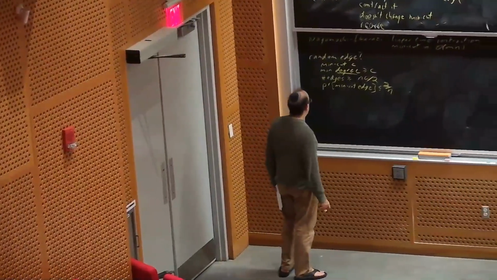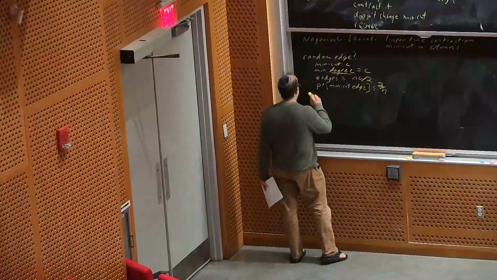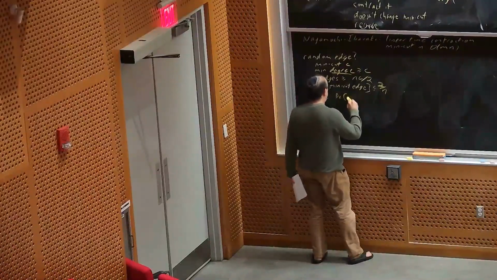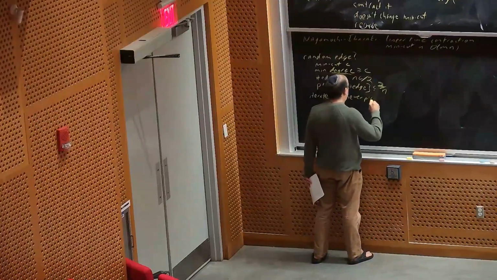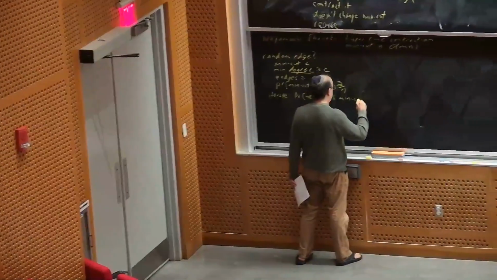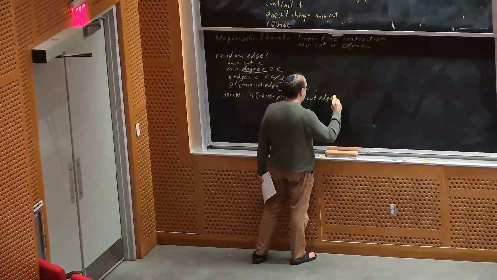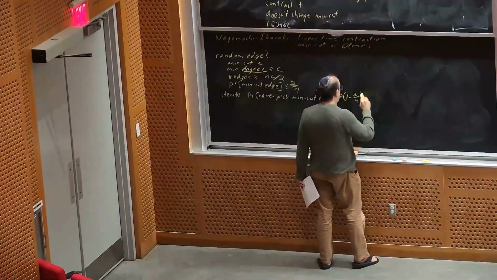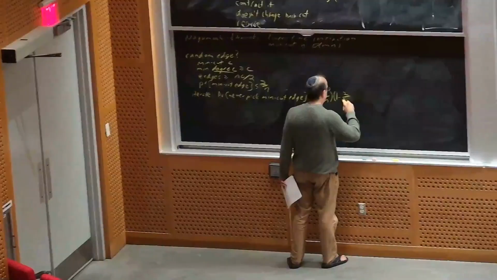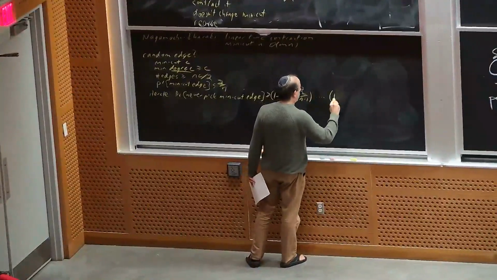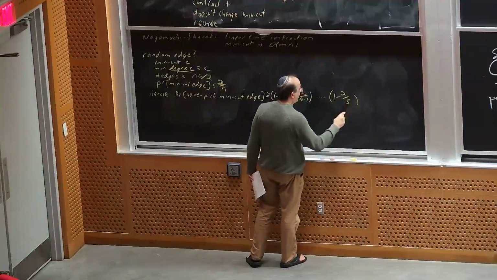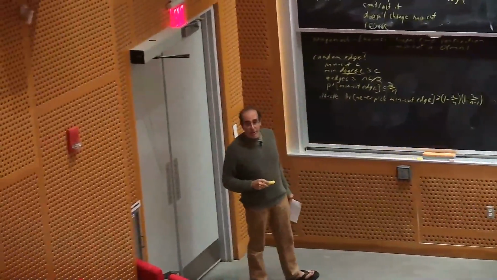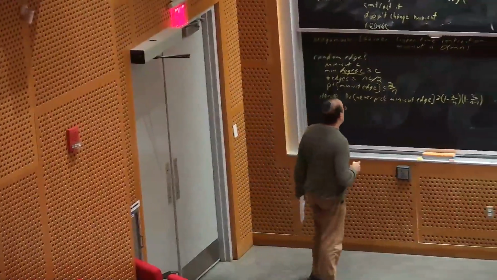And so if we iterate this process, then the probability that we never pick a min cut edge is at least 1 minus 2 over n times 1 minus 2 over n minus 1, and so on down to the final contraction when you have 3 vertices left, and there's a 2/3 chance that you'll pick a min cut edge.